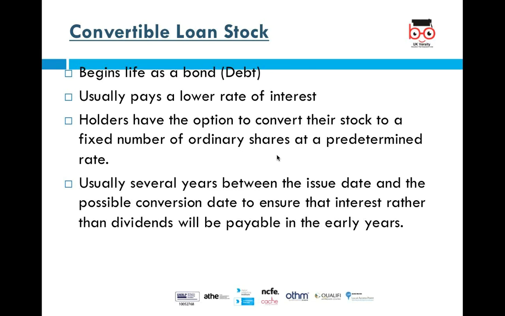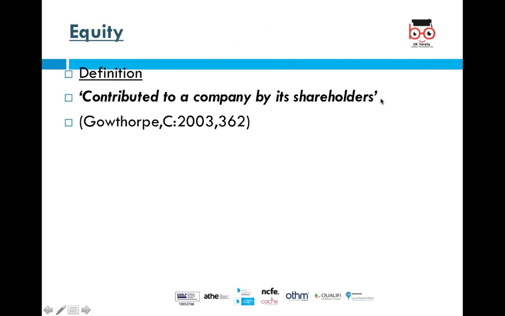Usually this happens after several years between the issue date, the beginning date of the convertible loan stock, and the possible conversion date, to ensure that interest rather than dividends will be payable in the early years. So that's the other way to bypass bonds and debentures. If the borrower wants to pay a lower interest rate, they can create convertible loan stock.